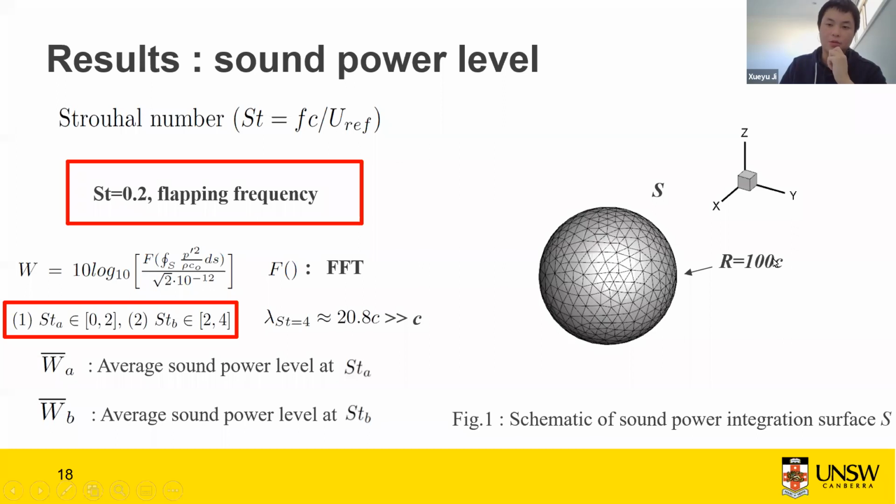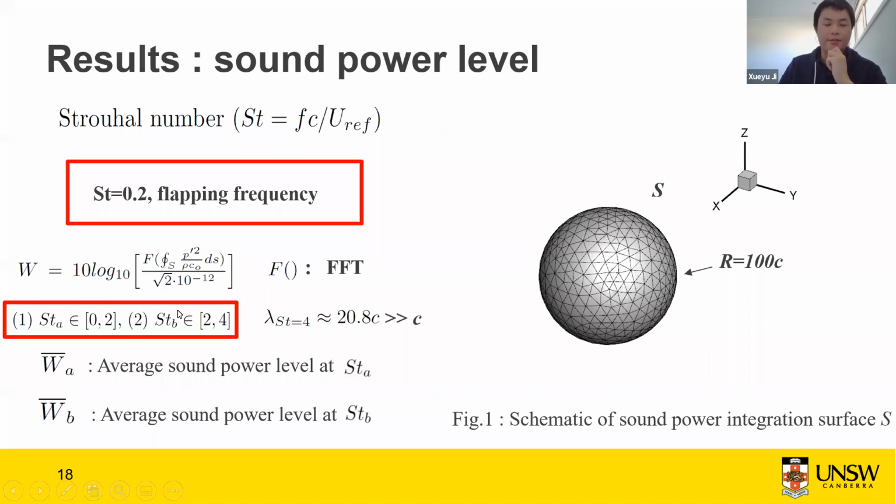The radius is equal to 100 C, while the center of this sphere is the pivot point. And let's look at this equation first. In this bracket is the definition of the sound power level, and F is the FFT, which means that in this step, we use the FFT to convert the signal into the frequency domain. And then we can calculate the mean square for a given frequency. And then we can convert the sound power level into the frequency domain.